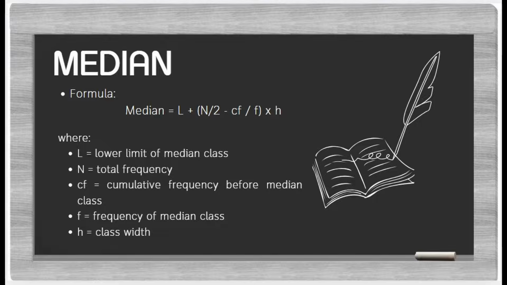Terms in this formula. L, the lower limit of the median class, the start of the range where the middle value sits. N over 2, half of the total frequency. CF, cumulative frequency, the total count of all classes before the median class. F, the frequency of the median class itself. H, the class width, the size of the interval, e.g. 10.